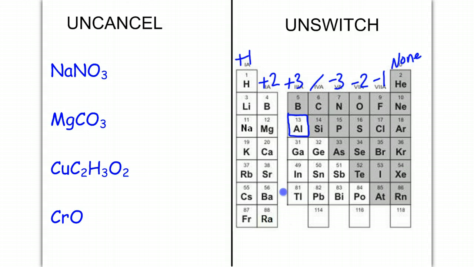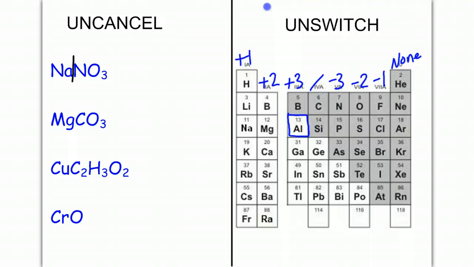So how to uncancel? My first example is NaNO3, and so notice that there are no parentheses here. I've got two parts, the cation, which is the metal that always comes first, and the anion, which is going to be the nonmetals or the negative portion, which comes last. So what you need to realize is where the dividing line is in this compound. Sodium is your cation, and nitrate, NO3, is your anion.